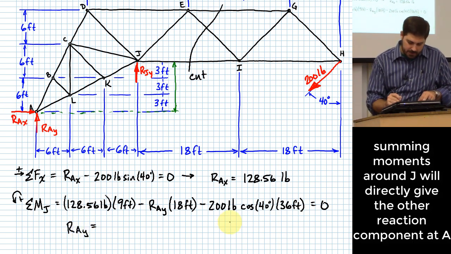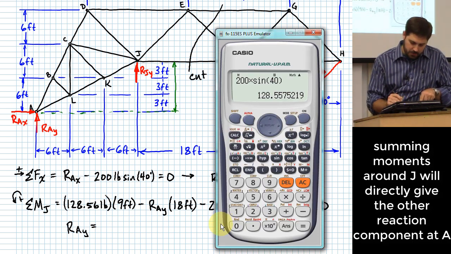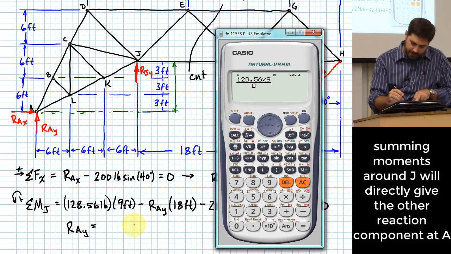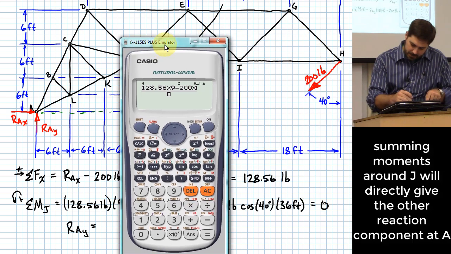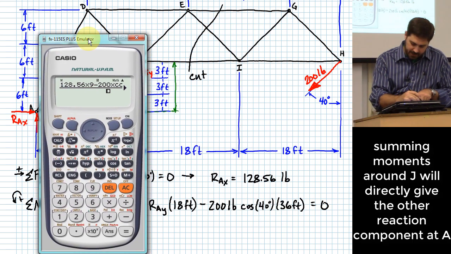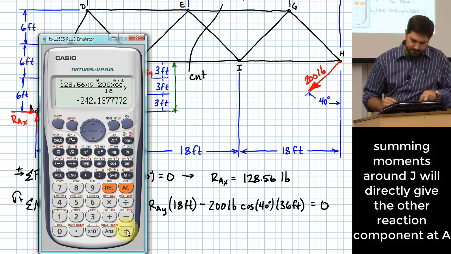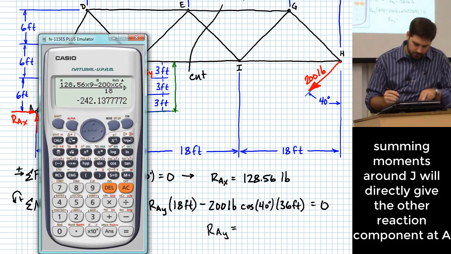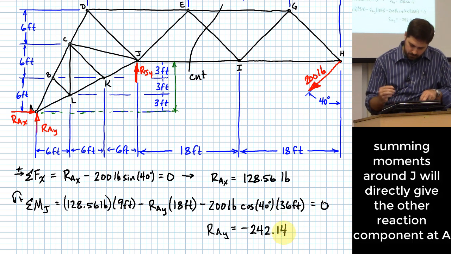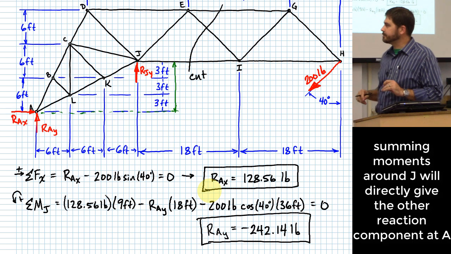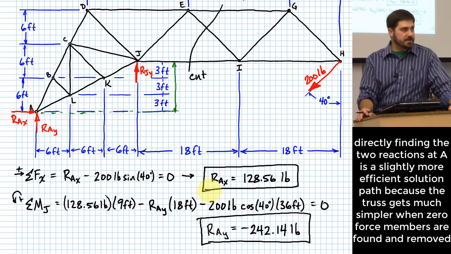Okay, looks like RAY is going to be equal to 128.56. That didn't work, did it? 128.56 times 9, right, minus 200 times cosine of 40 degrees times 36, all of this divided by 18. Negative 242.14 pounds. All right. Now, so far that hasn't been too hard, right? We're finding external reactions. We have one more we could find, right?